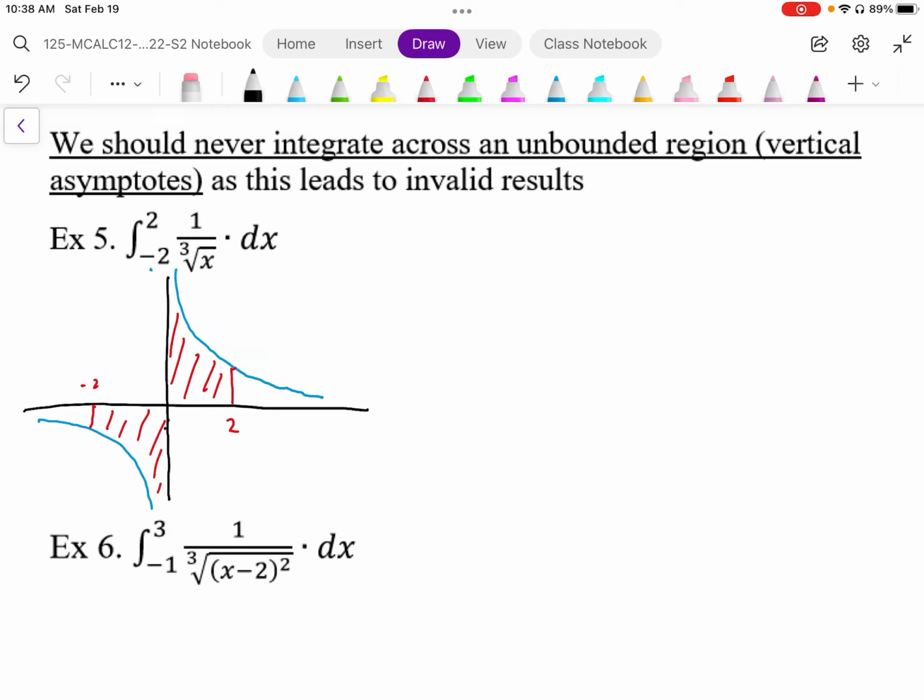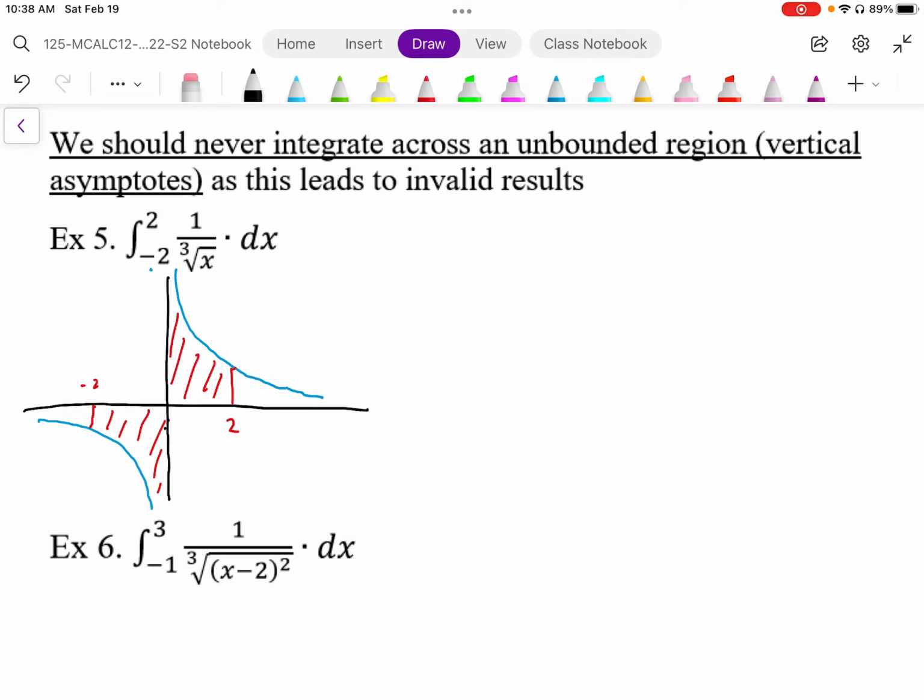We have to be particularly careful if our integral bounds include a vertical asymptote. So we should never integrate across these unbounded vertical asymptotes. Okay, because if we don't recognize that we are integrating across an asymptote, you're going to get a result, but the result is invalid.